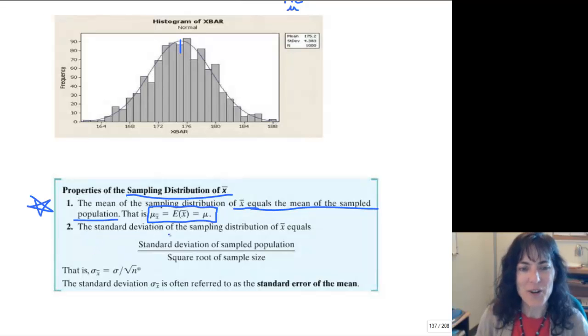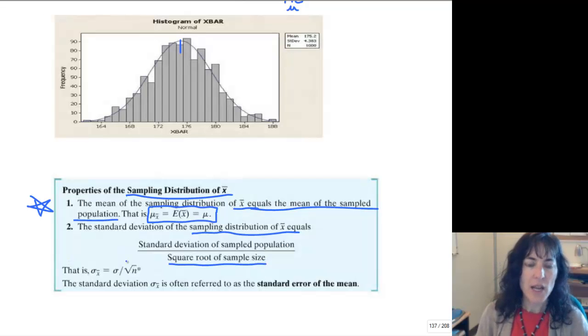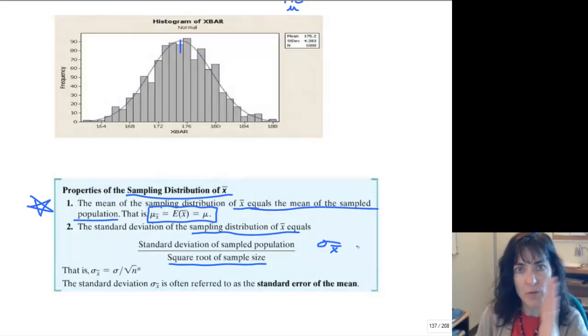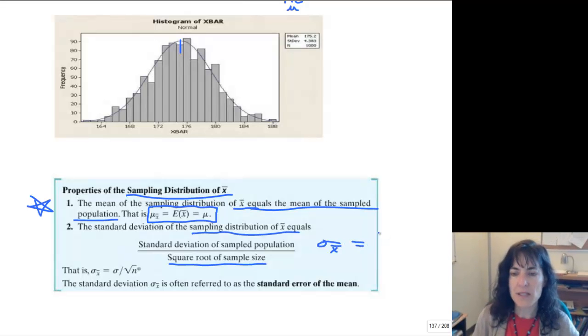Okay, so the standard deviation of the sampling distribution of X bar is going to be the standard deviation of the sampled population divided by the square root of the sample size. Now that's something we haven't seen yet. If we're looking at the standard deviation of X bar, where we're looking for our population mean, then that standard deviation is going to be the standard deviation of our sample divided by the square root of n.